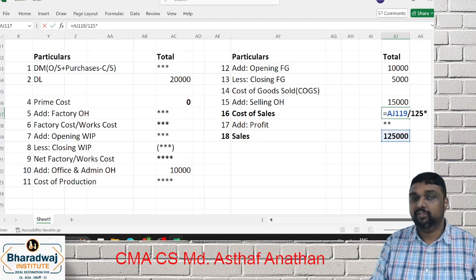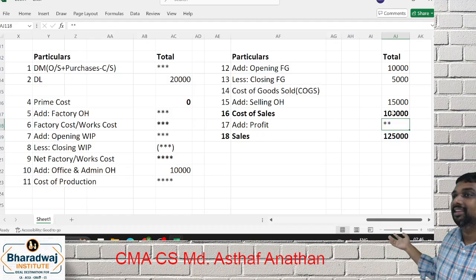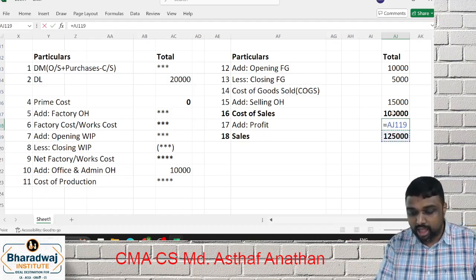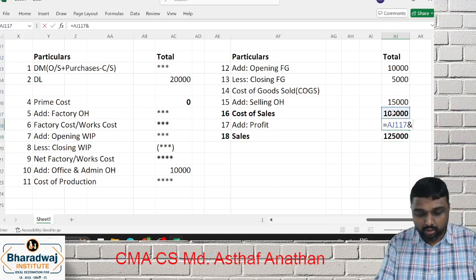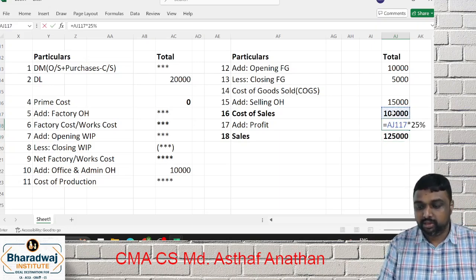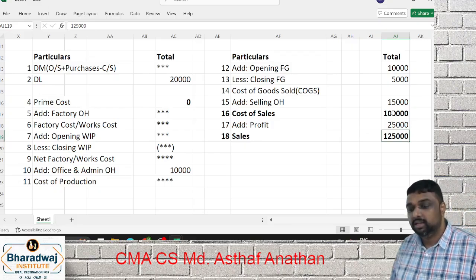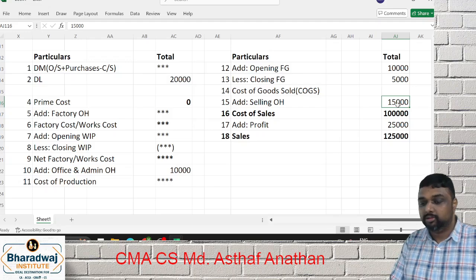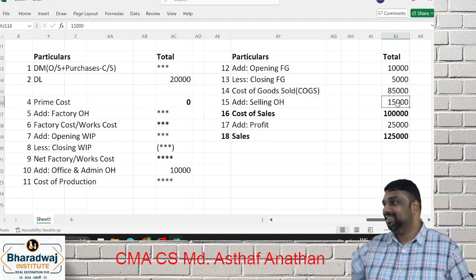1,25,000 is 125. Cost we assumed is what? 100. No format, nothing. Balance is only profit. This you can get two ways: 1,25,000 minus 1,00,000, otherwise direct formula 1,00,000 into 25%. Both ways you get it. So you get your cost of sales. Once you get cost of sales, you have selling expense you have to add. But if you want to get the previous one, you have to subtract.